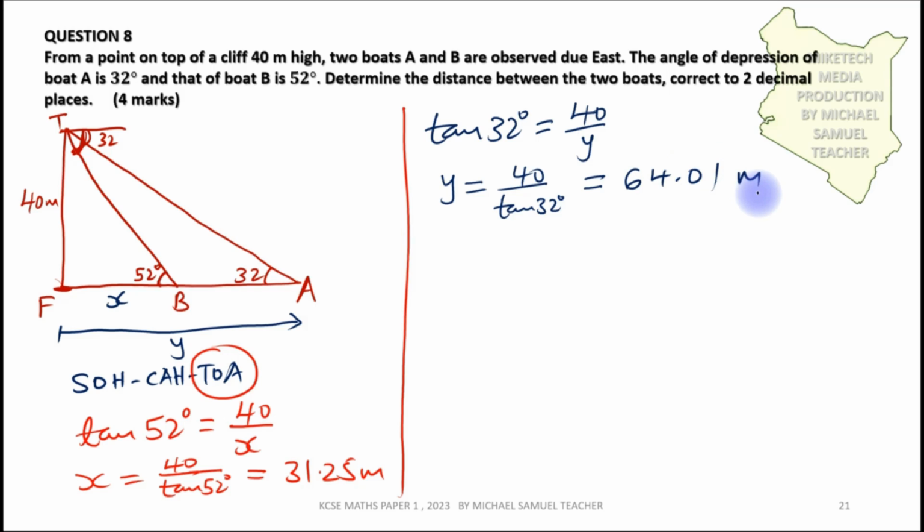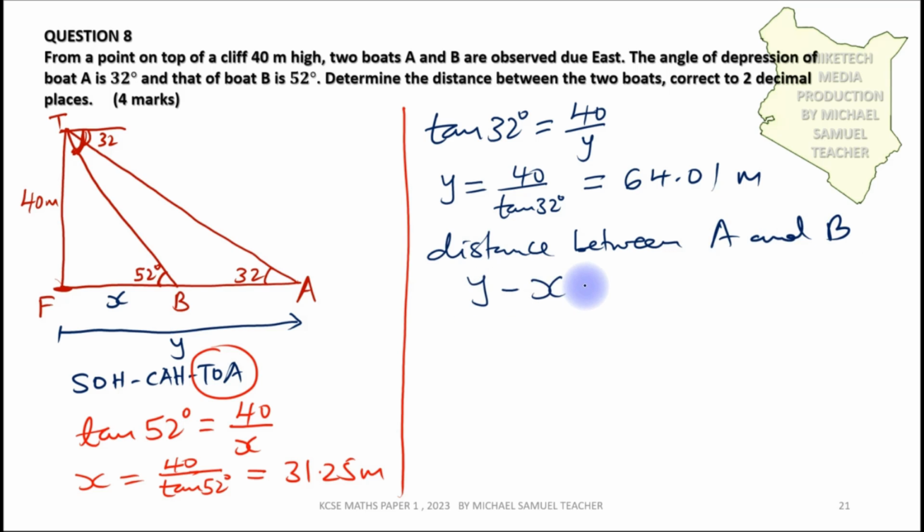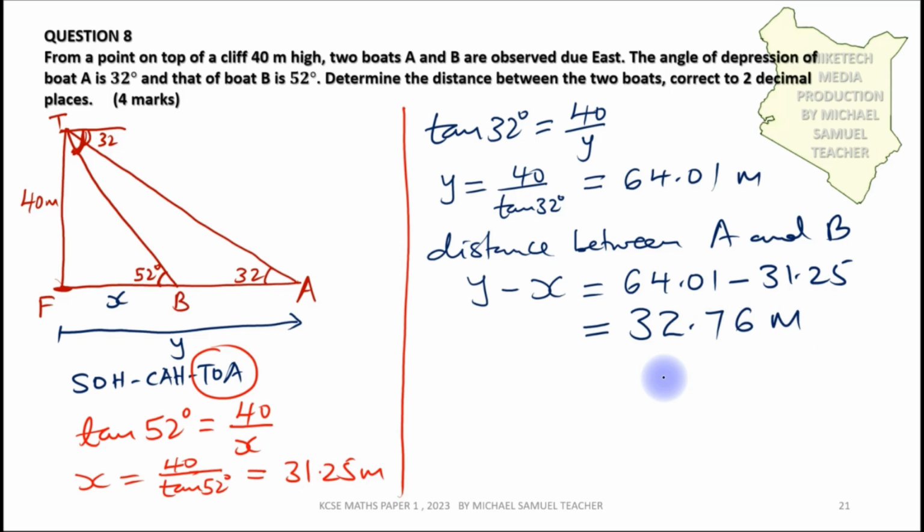Therefore, to get the distance between A and B, the distance between A and B will be y minus x, and that will be 64.01 minus 31.25. So we end up getting 32.76 meters. And that is the distance between the two boats A and B.